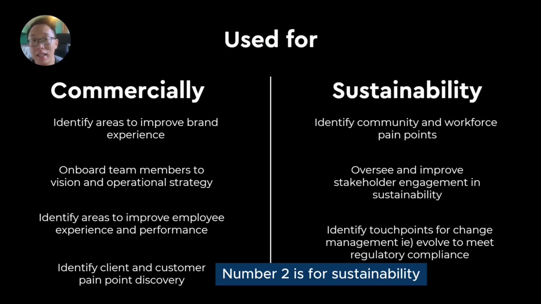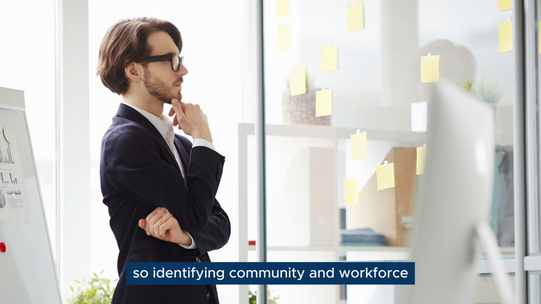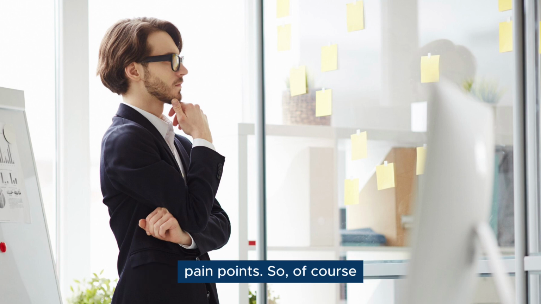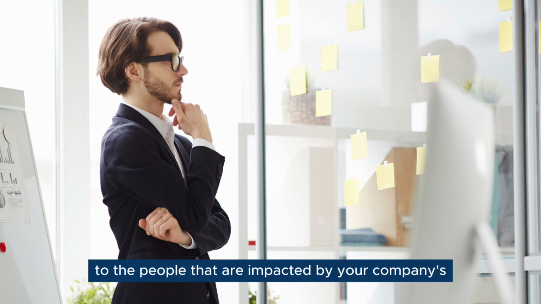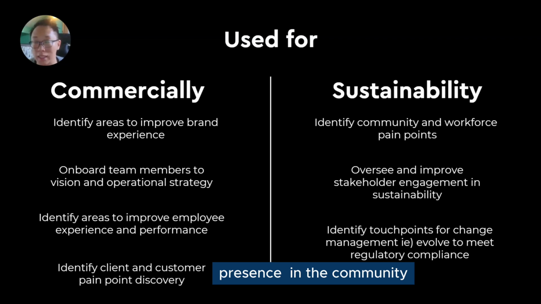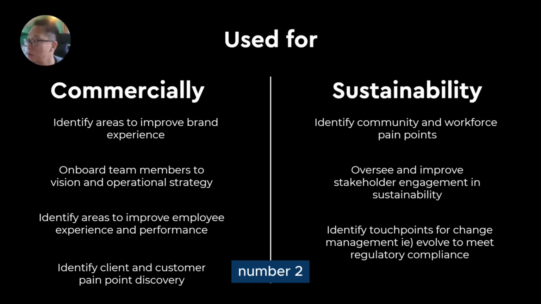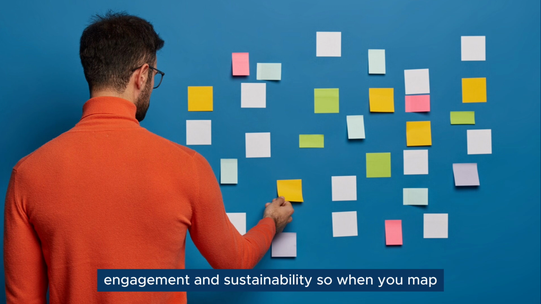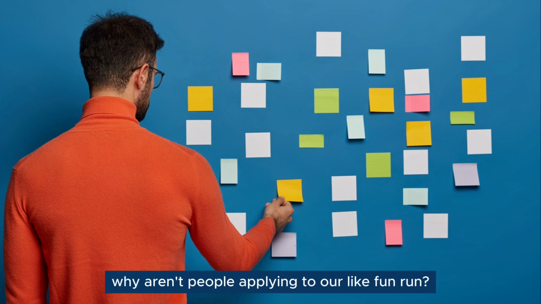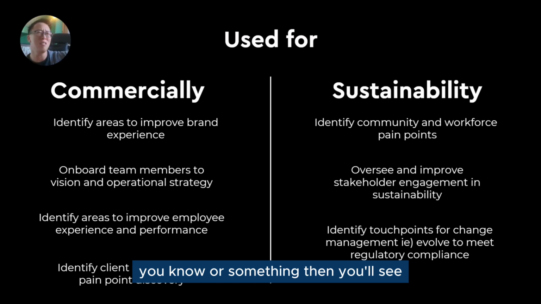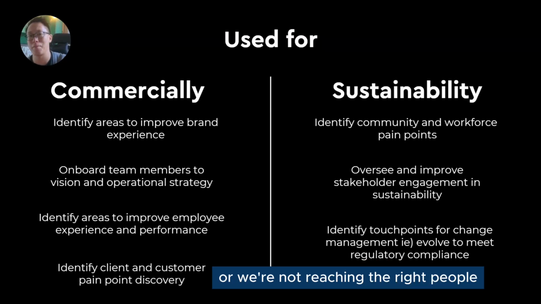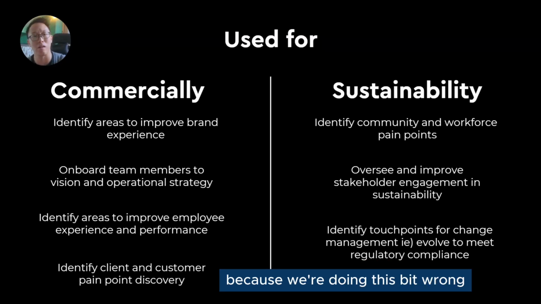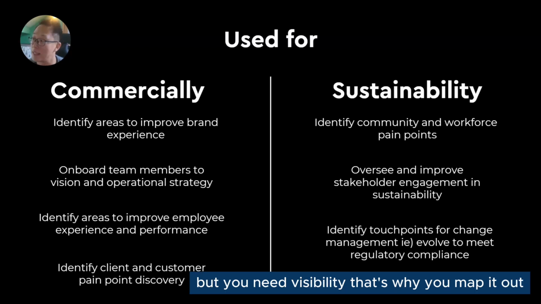Number two is for sustainability. So identifying community and workforce pain points. So of course, up your supply chain, the people that are impacted by your company's presence in the community. Number two there is to oversee and improve stakeholder engagement and sustainability. So when you map the whole thing out you can kind of go, why aren't people applying to our fun run, or something? Then you'll see here is not clear, or we're not reaching the right people because we're doing this bit wrong. But you need visibility. That's why you map it out.